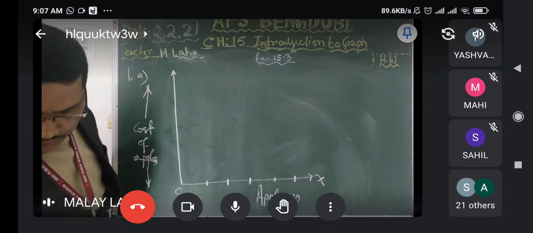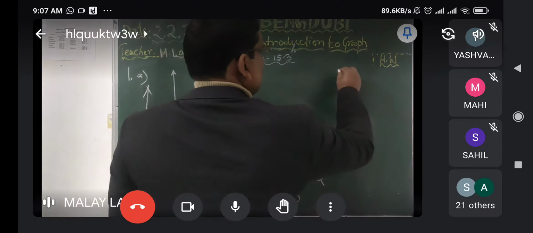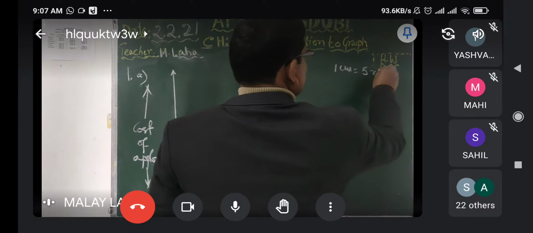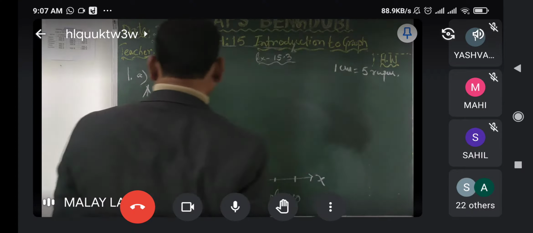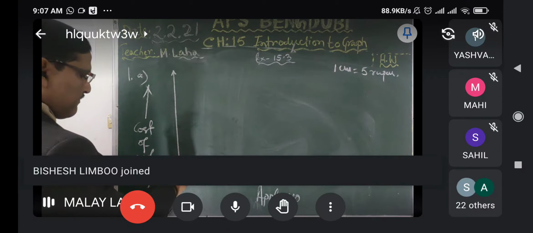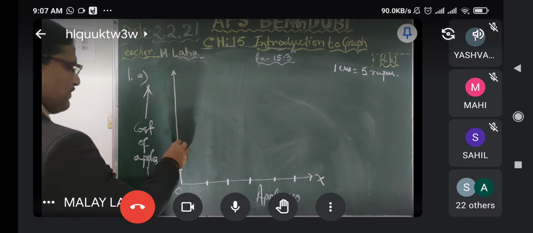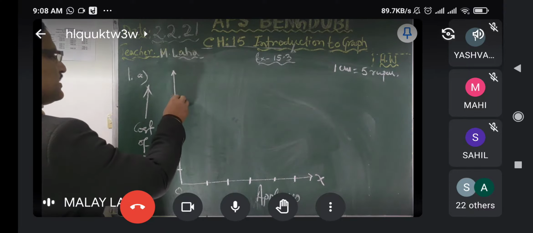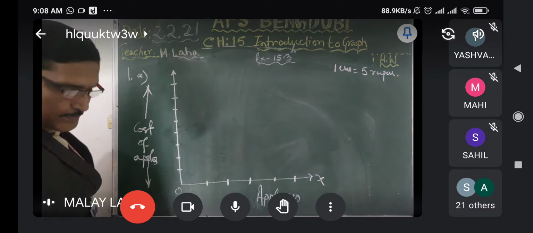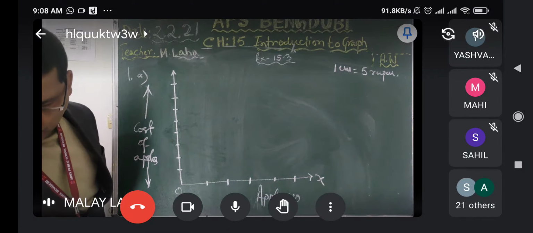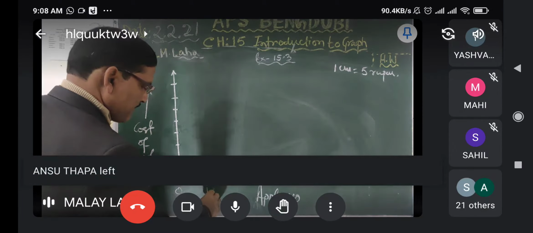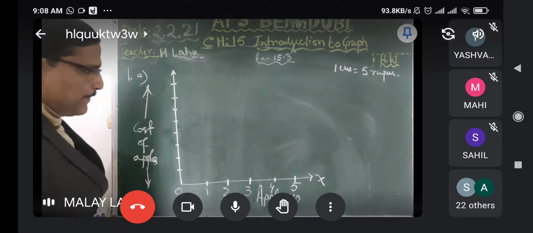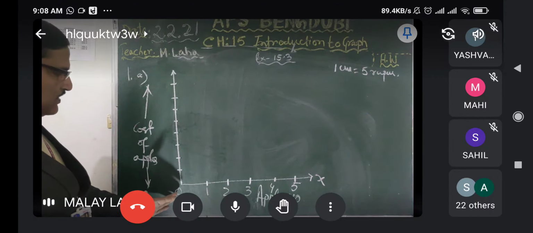What will be the scale? It is a table of 5, so you write down 1 centimeter equals 5 rupees. This is my scale for the cost of apples. So 5, 10, 15, 20, 25, 30, 35, 40. I have drawn up to 40, but this much is not required. And this is 1 apple, 2 apples, 3 apples, 4 apples, 5 apples. This is the x-axis, the y-axis, and the origin.